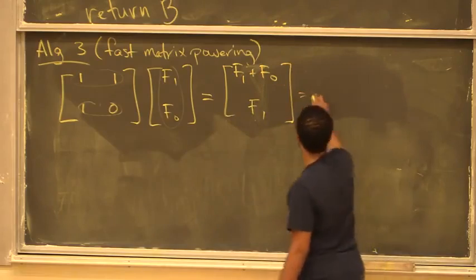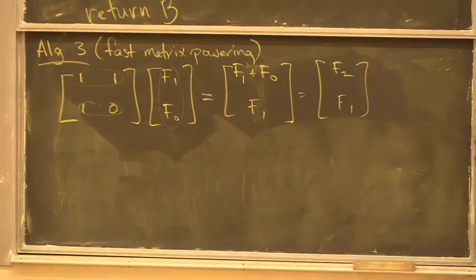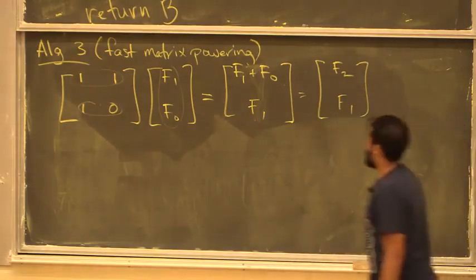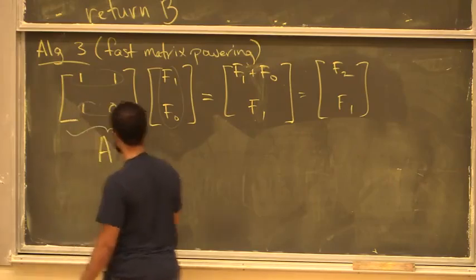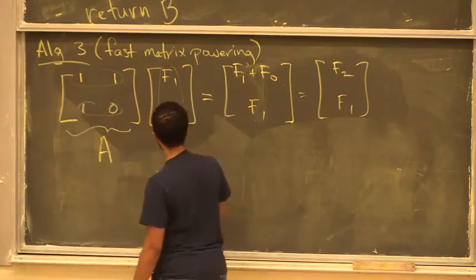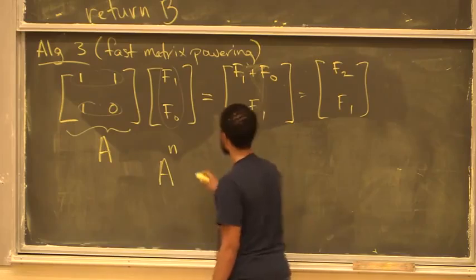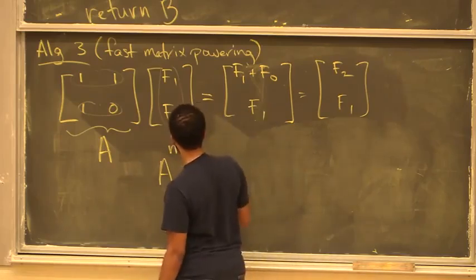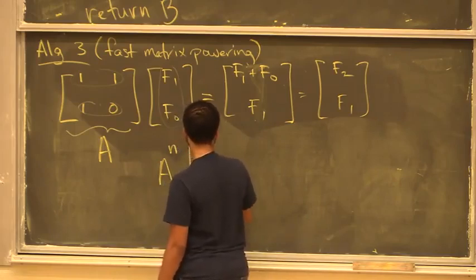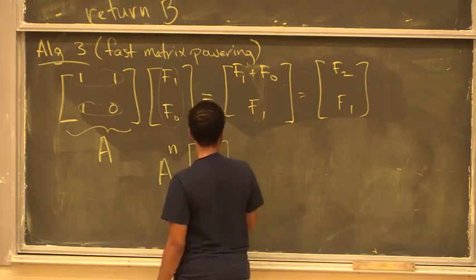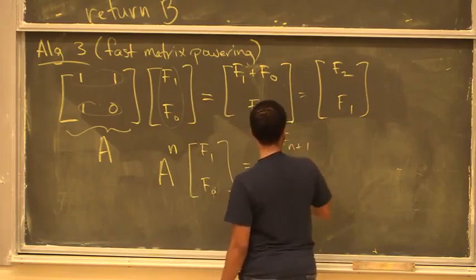And this is also known as F2, F1, right? Because F0 plus F1 is F2. And more generally, if I call this matrix capital A, and I look at A raised to the nth power, meaning apply A over and over again to the vector F1, F0, this is going to be f of n plus 1, f of n.